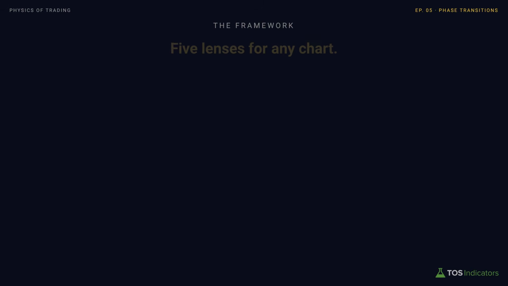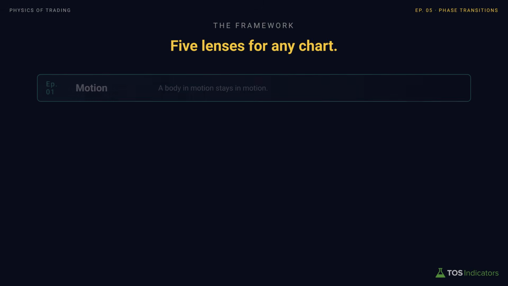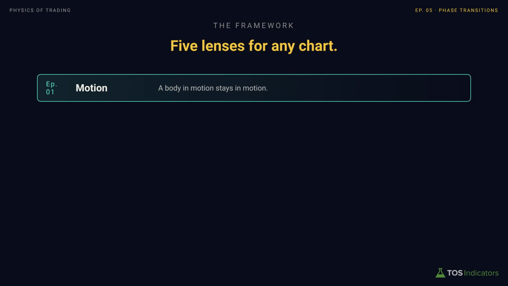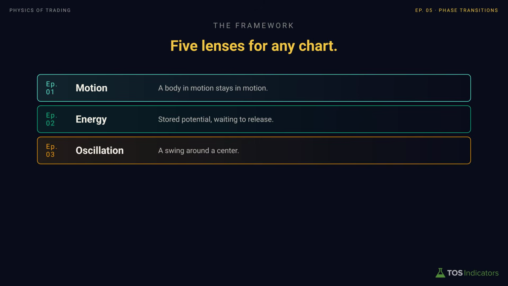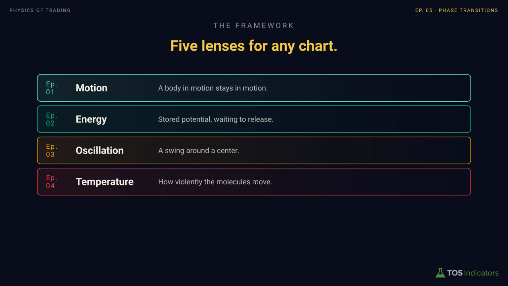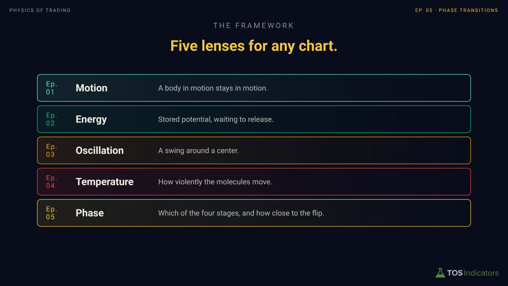That completes the framework. 5 lenses for reading any chart. Motion tells you whether the body is going somewhere. Energy tells you whether the stored potential is about to release. Oscillation tells you whether the system is swinging around a center. Temperature tells you how violently the underlying participants are moving. And finally, in this video, we learned phase transitions tells you which one of the 4 stages the market is currently in and how close it might be to the next one.